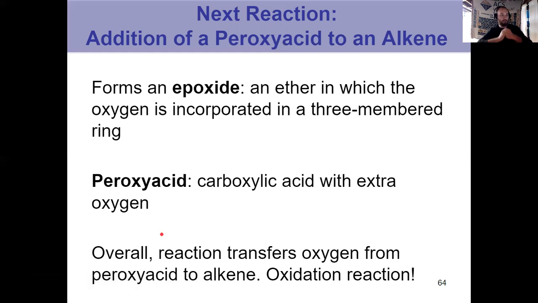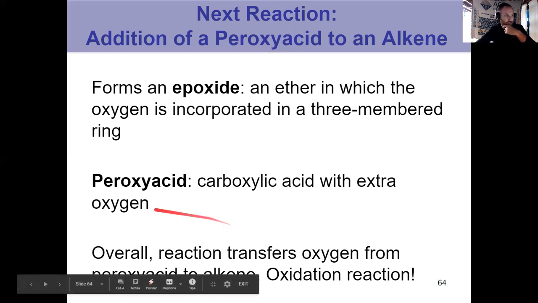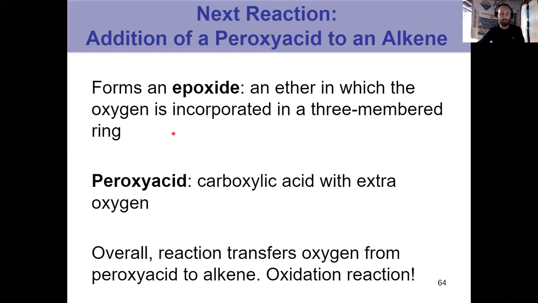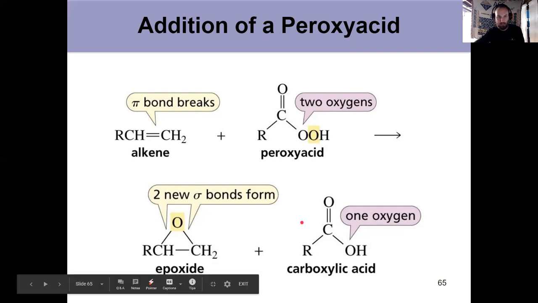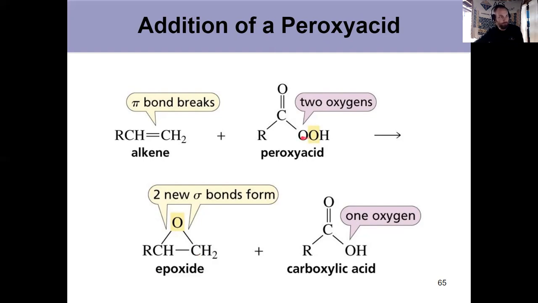A peroxy acid is just a carboxylic acid with an extra oxygen inserted. And we take that extra oxygen, transfer it from the peroxy acid to the alkene to form an epoxide. Because we're increasing the number of carbon-oxygen bonds, it's an oxidation reaction. So alkene plus peroxy acid, notice the extra oxygen in here, forms an epoxide with a carboxylic acid as a byproduct. And this works because that oxygen-oxygen bond is relatively weak, so it's easy to break.